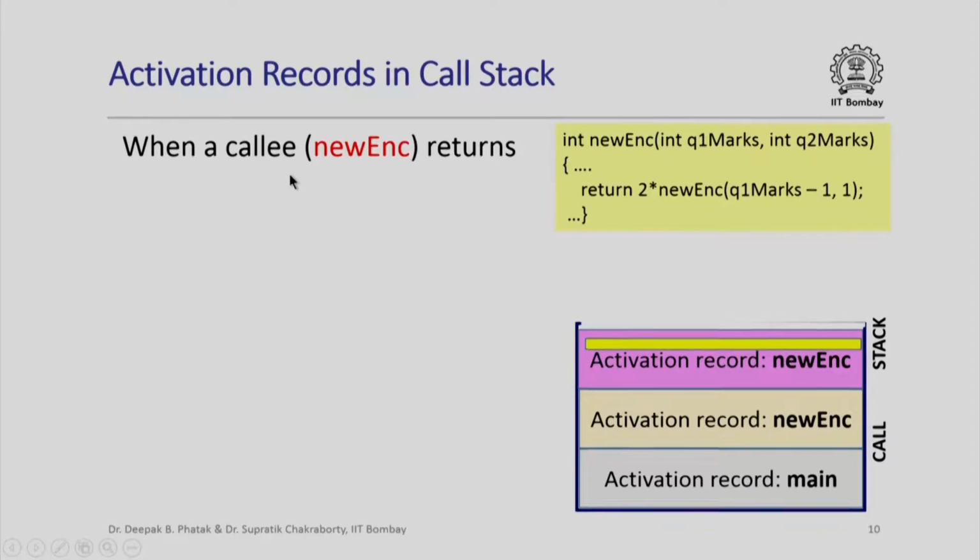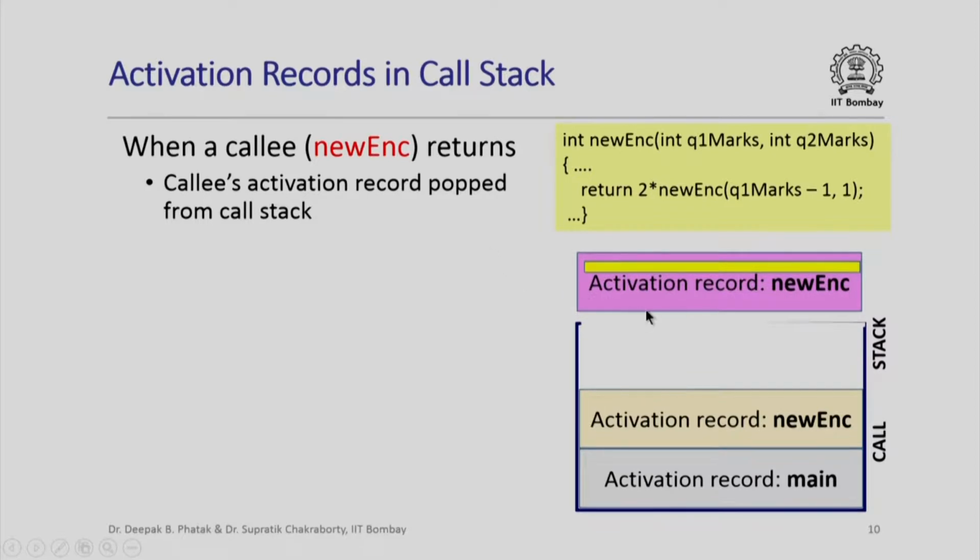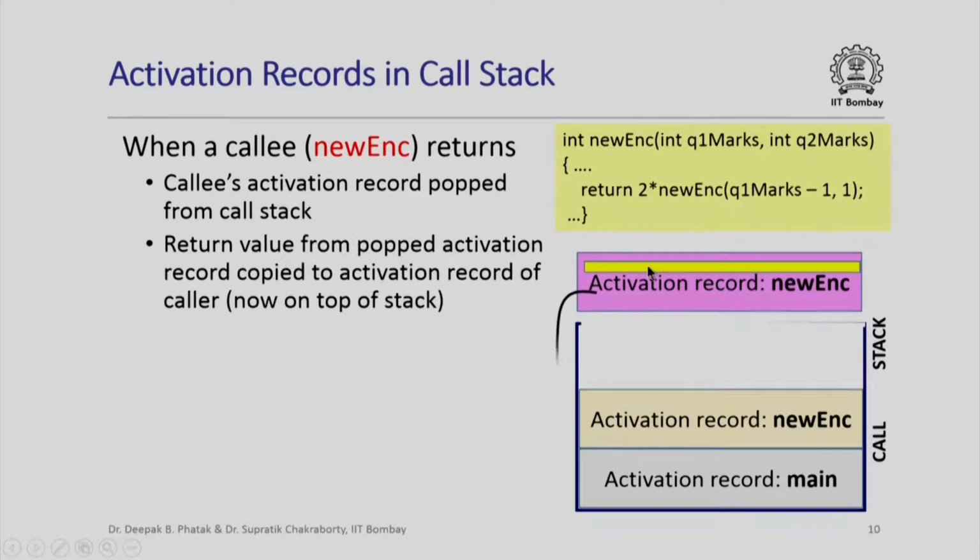So let us see what happens when a function returns. Here the callee is newenc, and let us say that it is going to return now. This was our call stack, and the topmost activation record in the call stack corresponds to the invocation of newenc, which is now going to return. So we know what must happen. The callee's activation record must be popped from the call stack. The return value computed by this execution of newenc will be copied from the activation record of the callee to the activation record of the caller. The caller also happens to be newenc in this case. However, these two activation records, as we have said earlier, are very different.